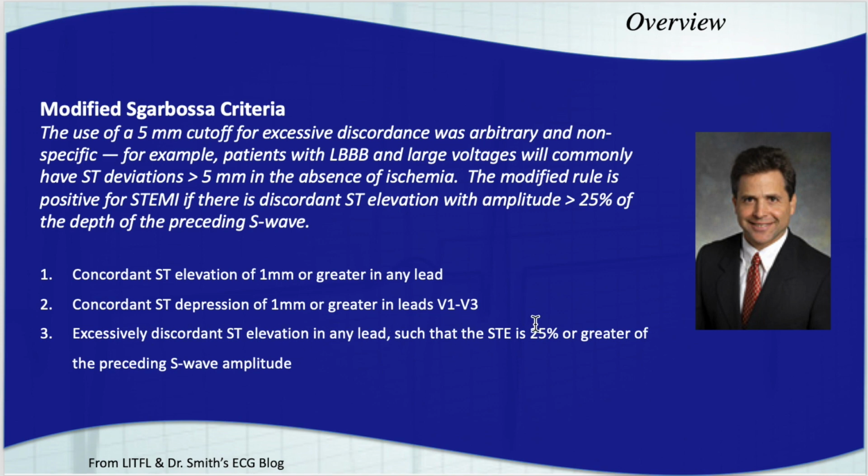However, his rule is a little bit easier. You don't have to remember the 5 millimeters. It's 25% or greater of the preceding S wave amplitude. Maybe that's not easier for some people because now you have to do a little bit of math. But if you have a certain amount of ST segment elevation, let's say you have 5 millimeters of ST segment elevation, just like we were talking about before, but the QRS is 30 millimeters. Well, 5 millimeters would not be a quarter of 30 millimeters, right? So it's not highly indicative of an MI. That would not be excessively discordant. That would be a normal discordance.